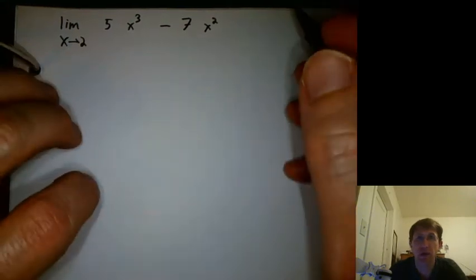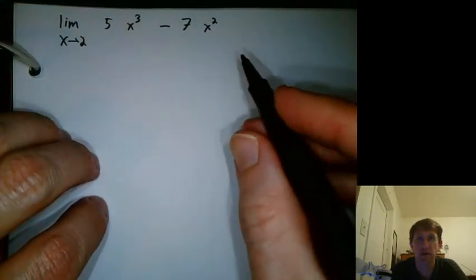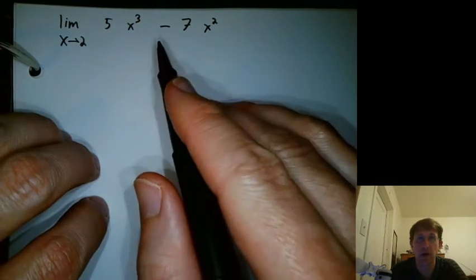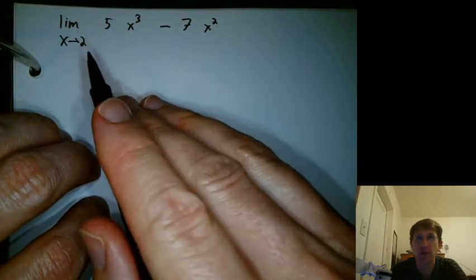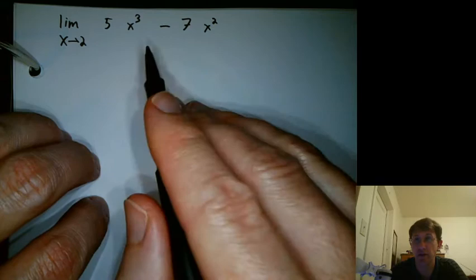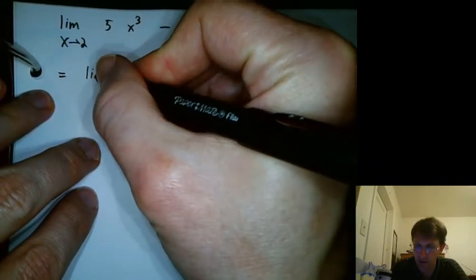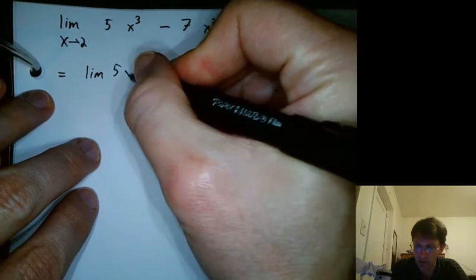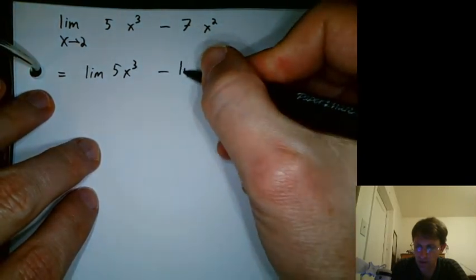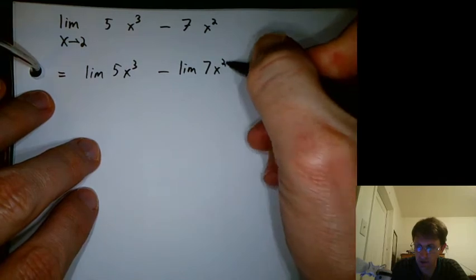Let's practice our properties of limits. Here we have a nice polynomial and we want the limit as x goes to 2. I would start by saying, well, the limit of a sum or difference is the sum or difference of the limits. So I could say this is the limit of 5x cubed minus the limit of 7x squared.